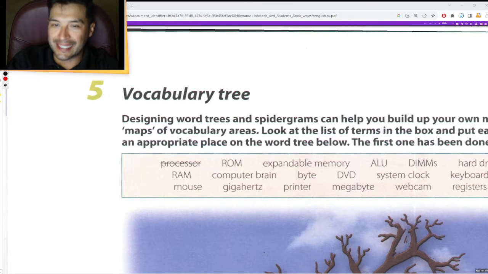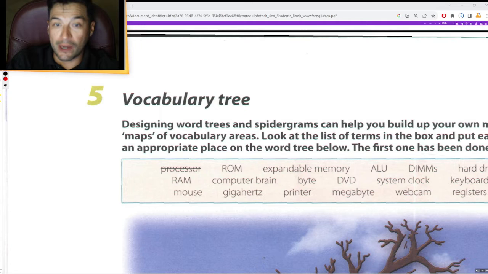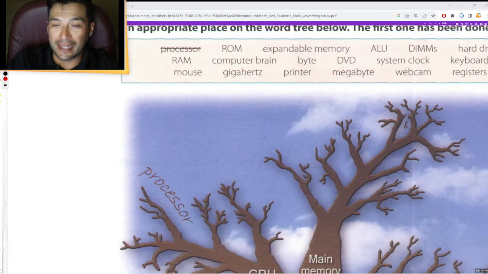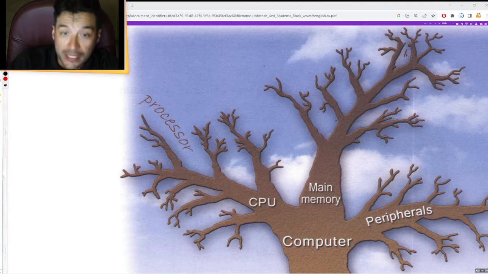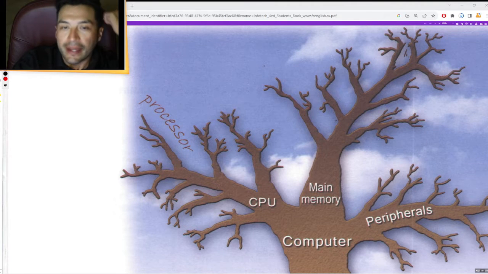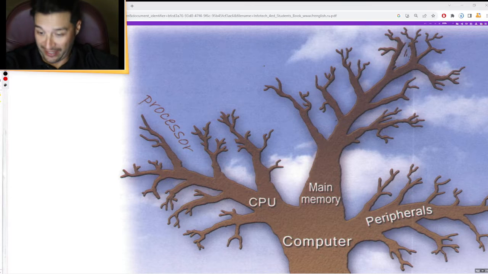In this class, we're doing vocabulary. We're gonna design a map or a tree with different categories from the vocabulary in Unit 4. And we're gonna do it together. Ready? Okay, let's get started.